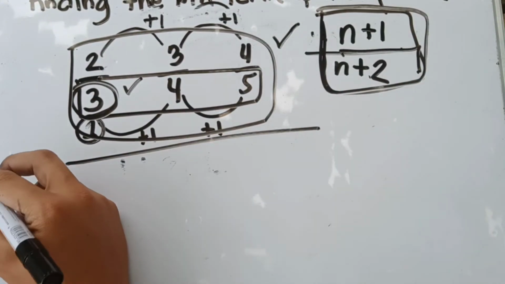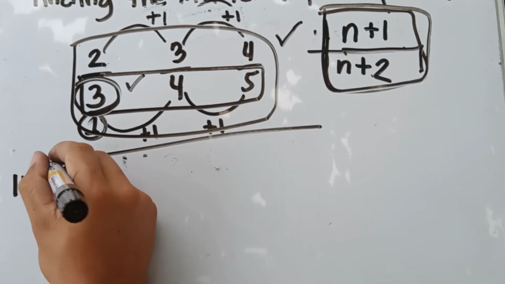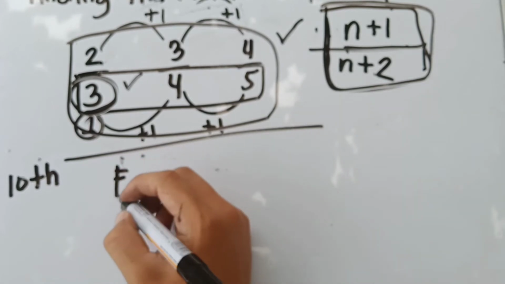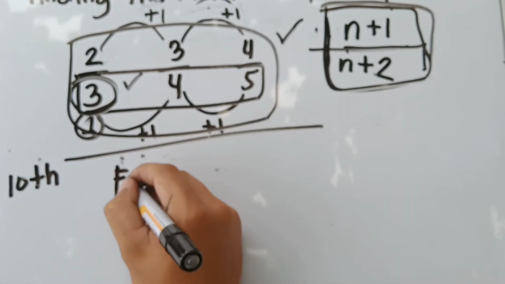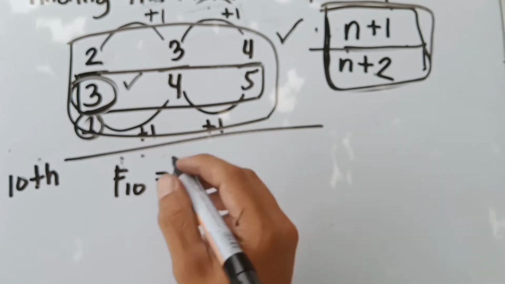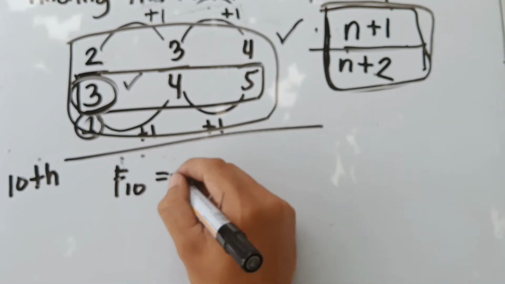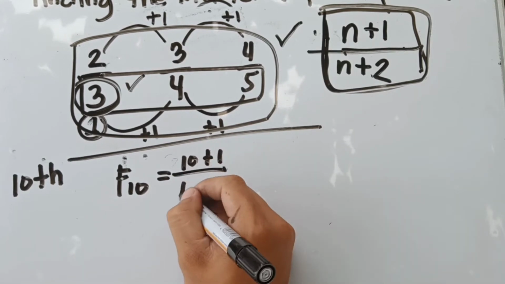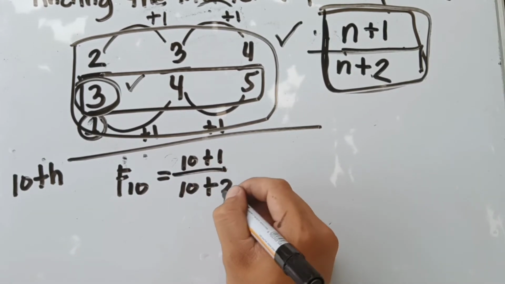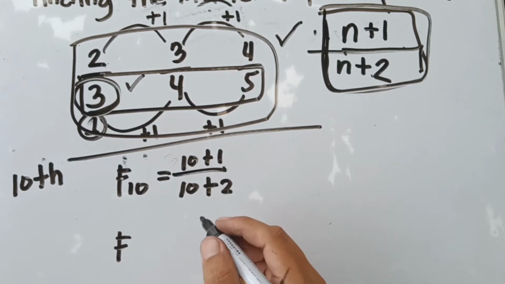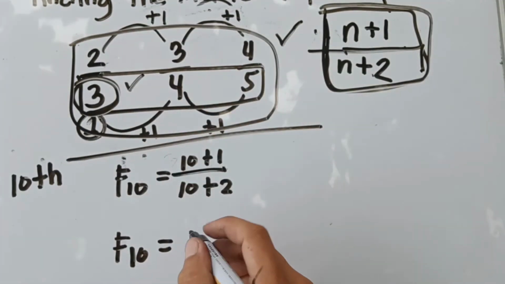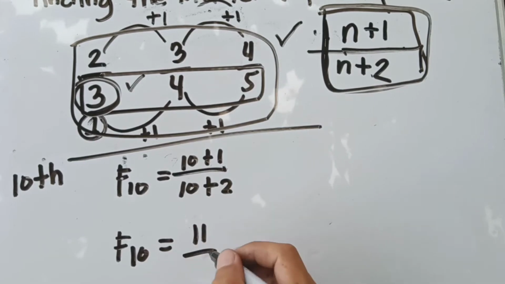So for example, we are going to find the 10th term of the sequence. So we will just substitute 10 for n. So we have f sub 10 is equal to (10 plus 1) over (10 plus 2). So our 10th term for this sequence is 11 over 12.